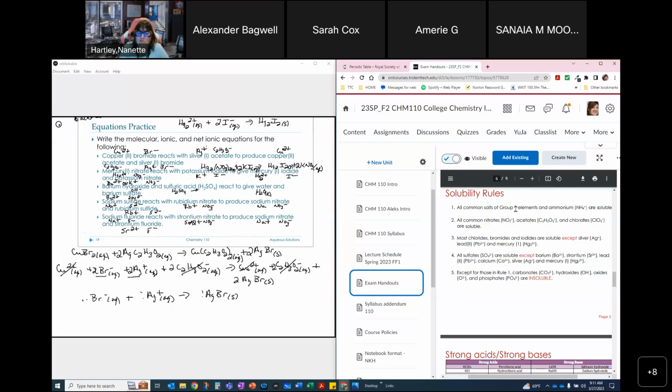Let's talk about barium hydroxide and sulfuric acid. Now, barium hydroxide, sulfuric acid, this is an acid-base reaction. It gives me water and barium sulfate. So barium sulfate is a salt.